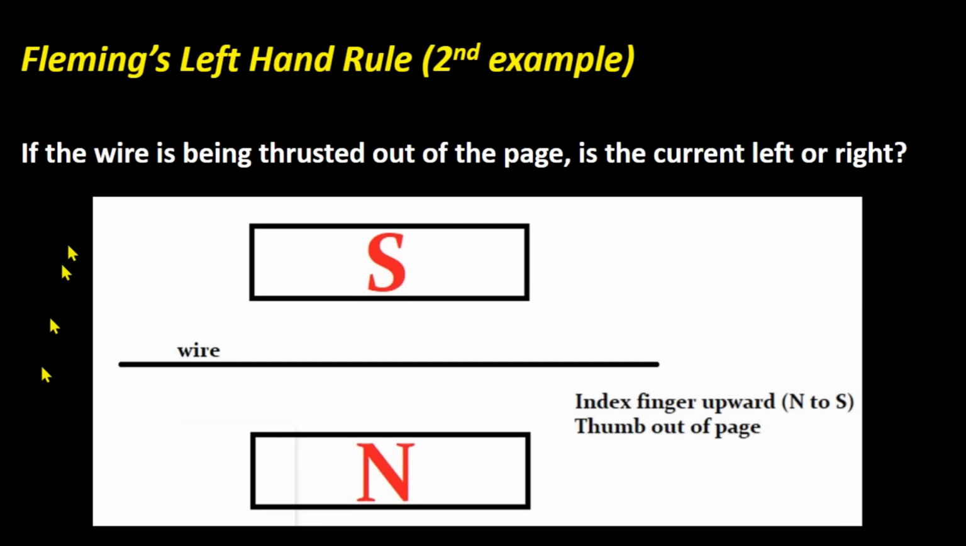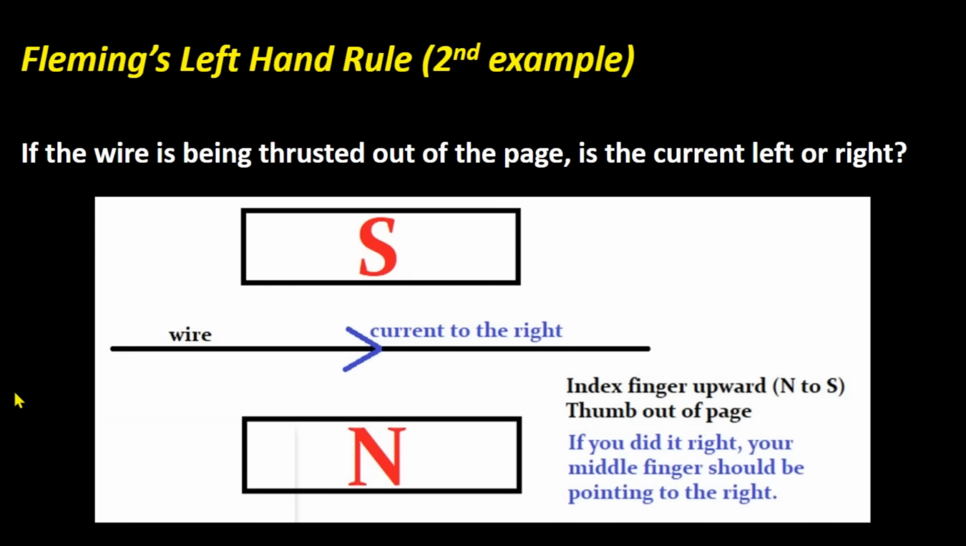Here we have a second example. If the wire is being thrusted out of the page, is the current moving to the left or to the right? Now because the fields move from north to south, your index finger will be pointing up, north to south, and your thumb will be pointing out of the page because the wire is being thrusted out of the page. And you're going to see where your second finger or your middle finger is pointing.